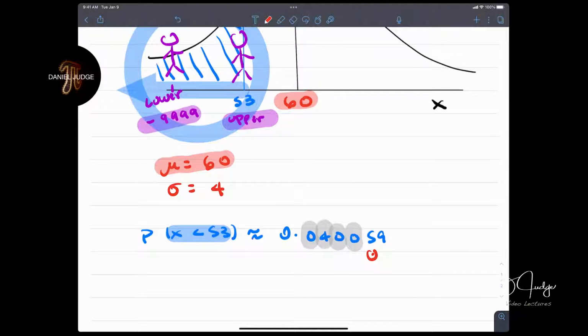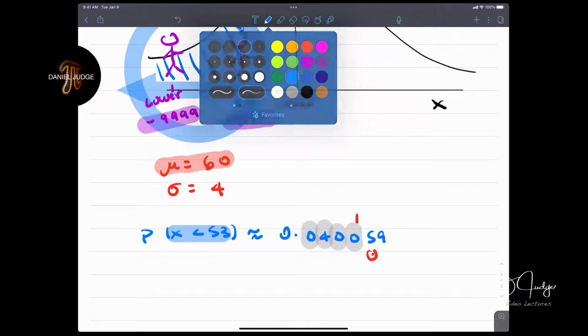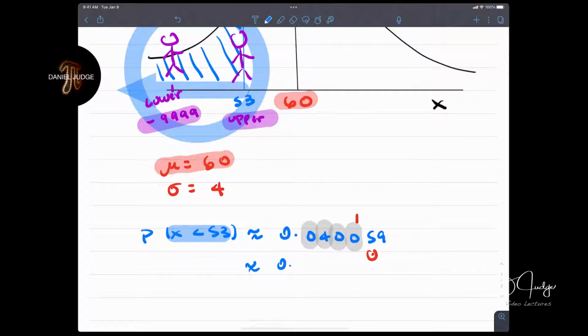0.040059. Look at the digit to the right. If it's a 5, 6, 7, 8, or 9, we add 1. And sure enough, ladies and gentlemen, we're at 0.0401.